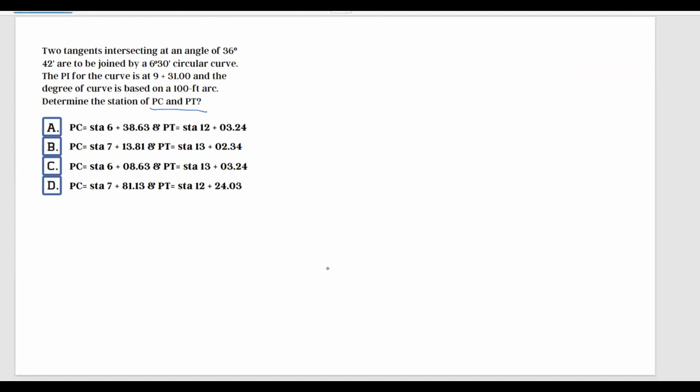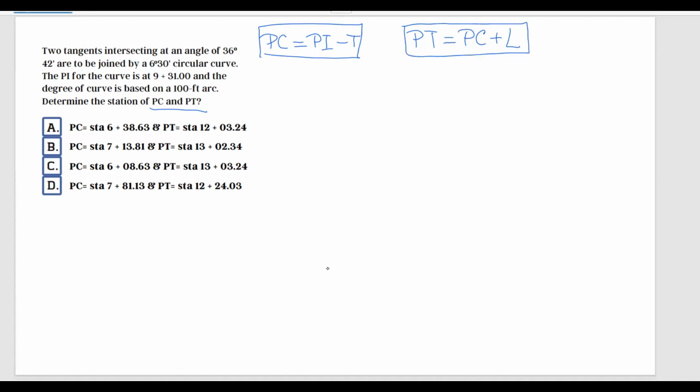And since we have the formulas, I will just go ahead and write them down. PC equals PI minus tangent. That's one formula. And I'll write here PT equals PC plus the length of curve. Okay. Perfect. And in the problem, we are given the station of PI. So PI is equal to, and I'm going to write that in feet, 931 feet.